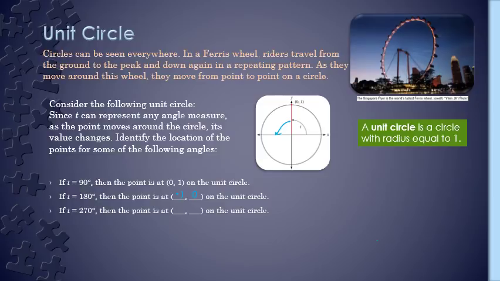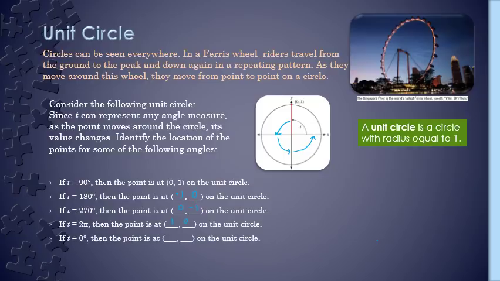270 degrees, I keep going. I'm at 270 degrees or 3 pi over 2. And that's going to put me at (0, -1). And how about 2 pi? That's going to finish out our rotation of the circle, and that's going to put me at (1, 0). And of course, 0 degrees is going to be the same location, just didn't go anywhere.